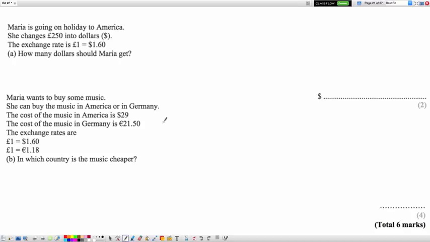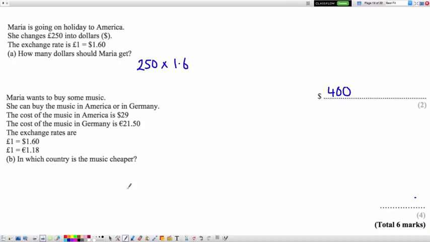Maria is going on holiday to America. She changes £250 into dollars. The exchange rate is £1 equals $1.6. How many dollars should she get? So she needs to take her amount of pounds, 250, and multiply it by 1.6. So she will get $400.